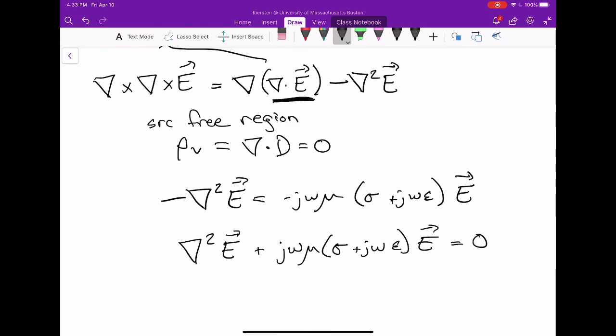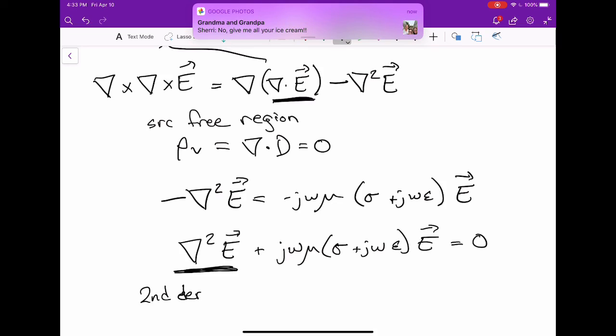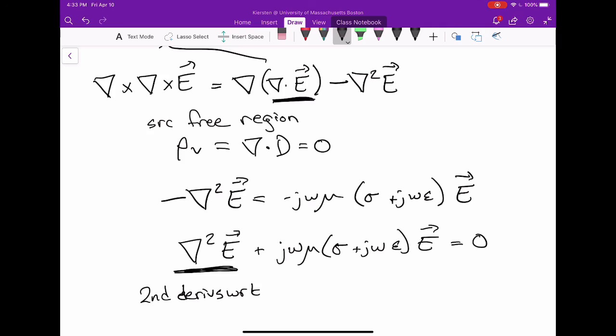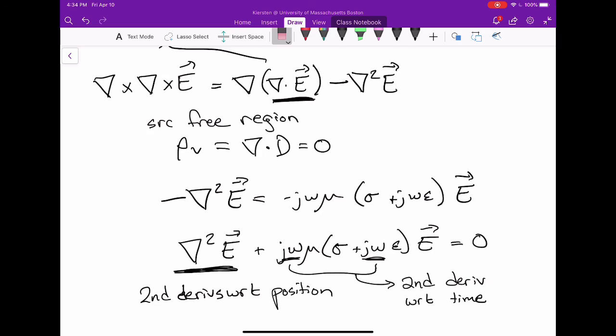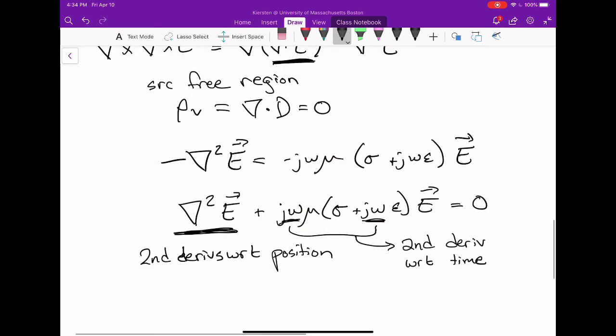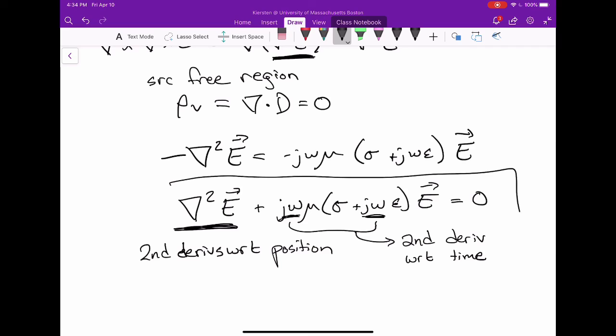Now take a look at this. This is a wave equation because it's got second derivatives with respect to position, and second derivatives with respect to time because we're multiplying these two factors of j omega. So that's 2 time derivatives. So that is the electromagnetic wave equation.